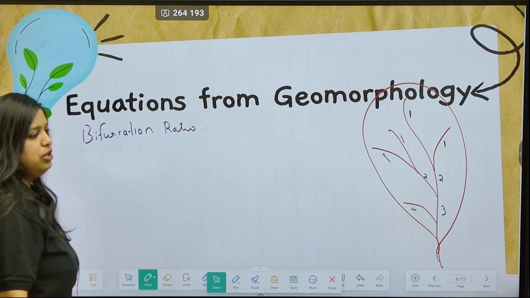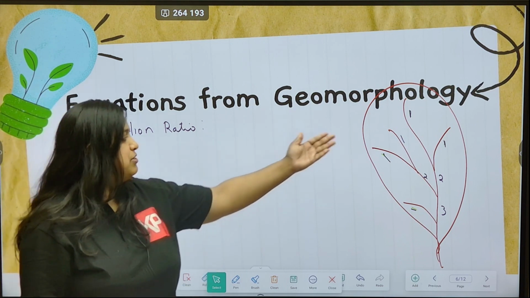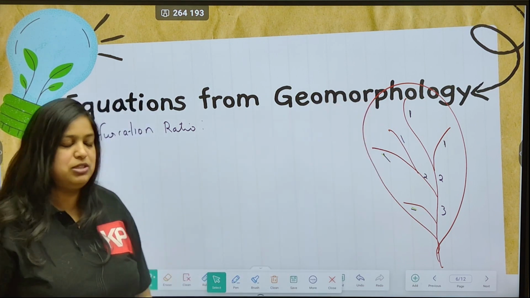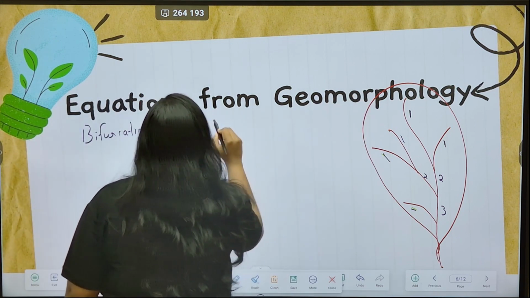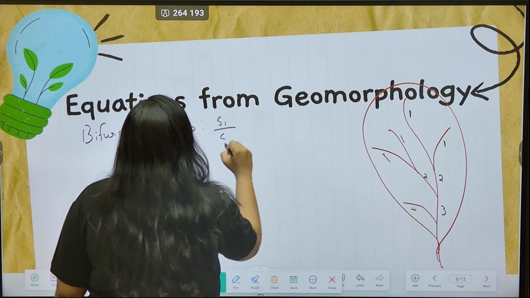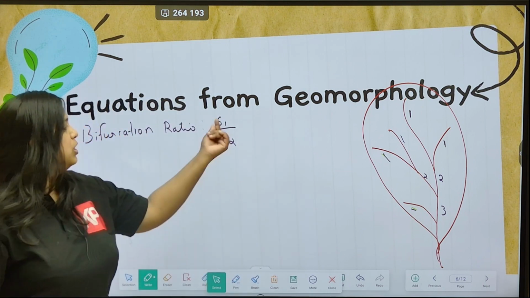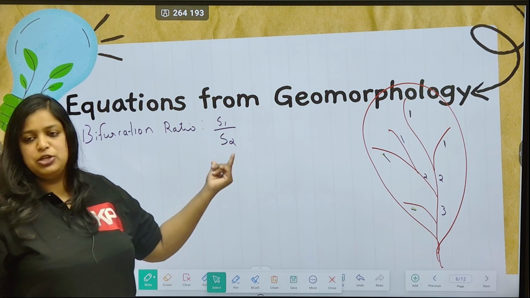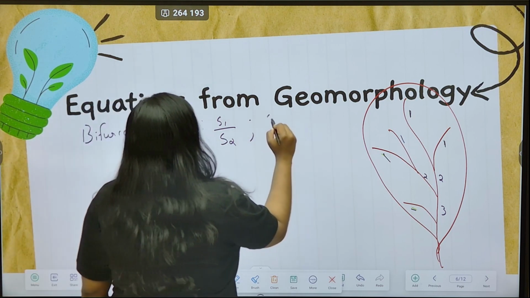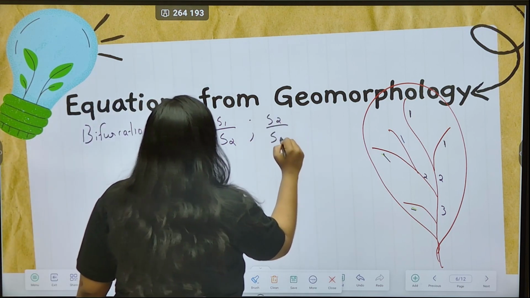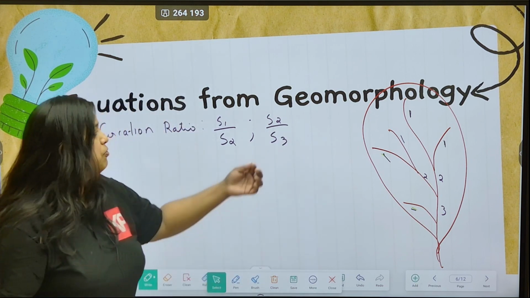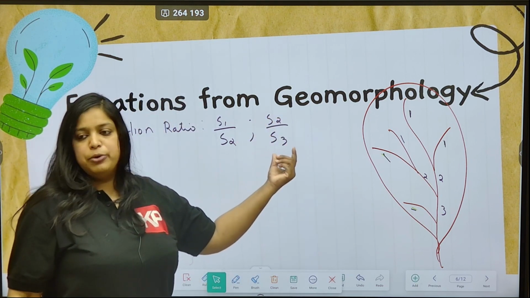Bifurcation ratio: you need to calculate the number of first order streams, number of second order streams, etc. The bifurcation ratio between first order and second order is calculated as the total number of first order streams divided by the number of second order streams. In the same way, you can calculate the bifurcation ratio between second order and third order: number of second order streams to number of third order streams.